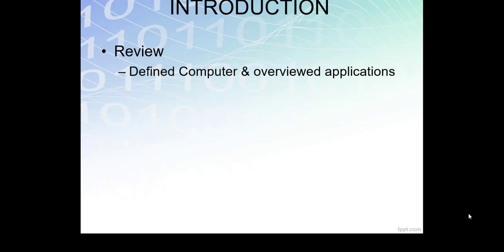So how do we define the computer? Computer is a machine doing arithmetic and logical calculation. Then we overviewed the applications of computers. Computer is used in broader areas. Today there is no place where a computer is not used, we said.